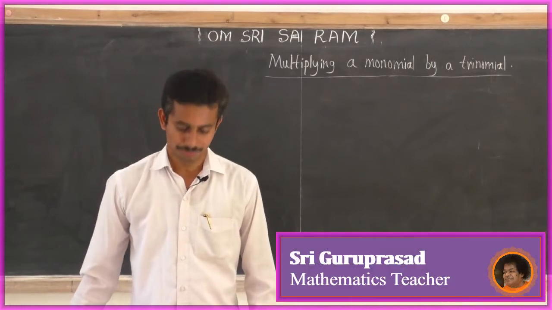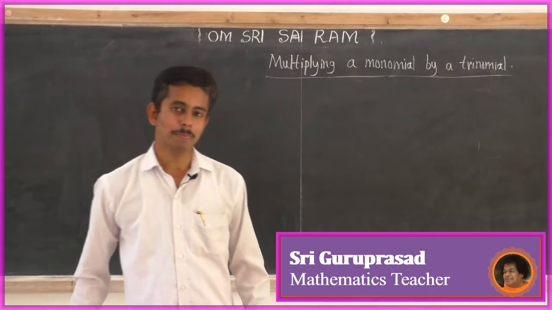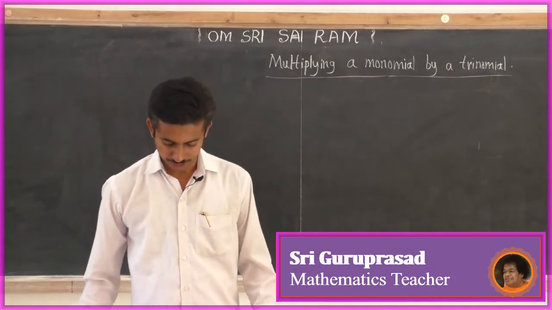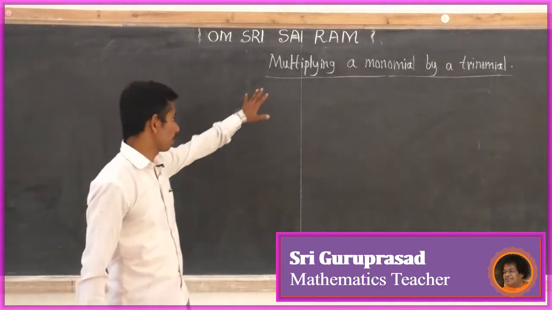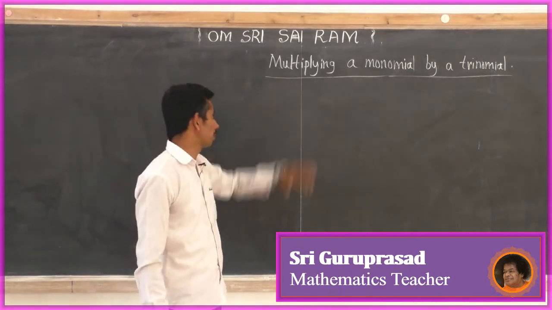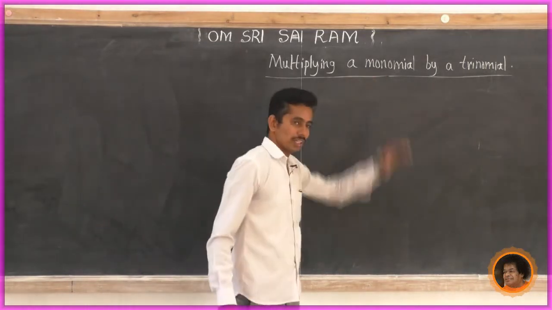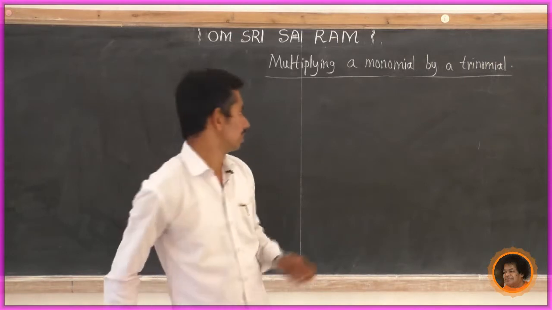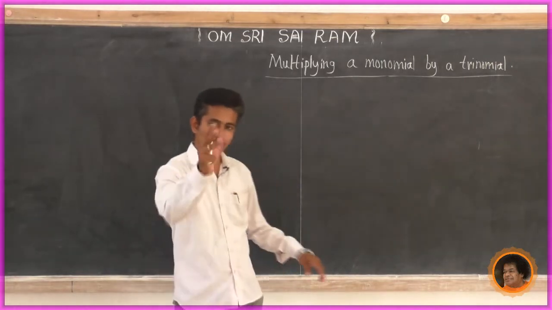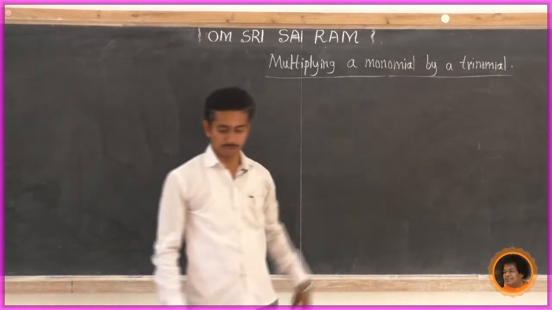Om Shri Sai Ram. In the previous class we discussed multiplying a monomial by a polynomial. Let's solve some problems related to multiplying a monomial by a trinomial. What is a monomial? A monomial is an expression which contains a single term. A trinomial is an expression which contains three terms.